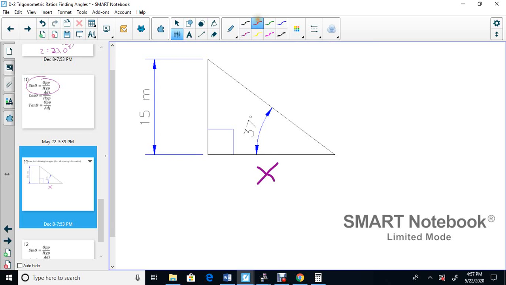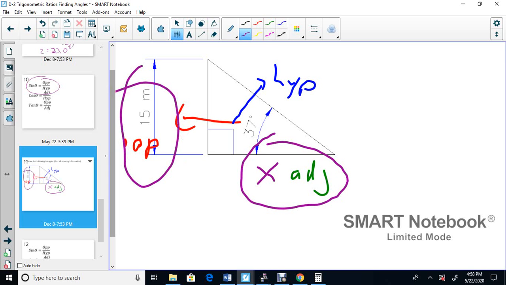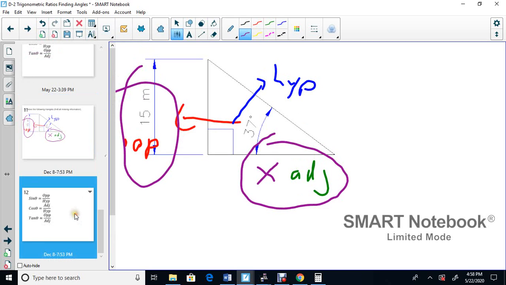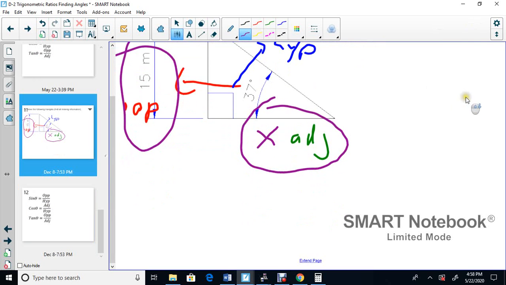So we're going to label it. That's the opposite. Across from it is the hypotenuse, and beside it is the adjacent. There are two sides we're going to use, adjacent and opposite, so we use tan of theta. Tan of theta is opposite over adjacent.